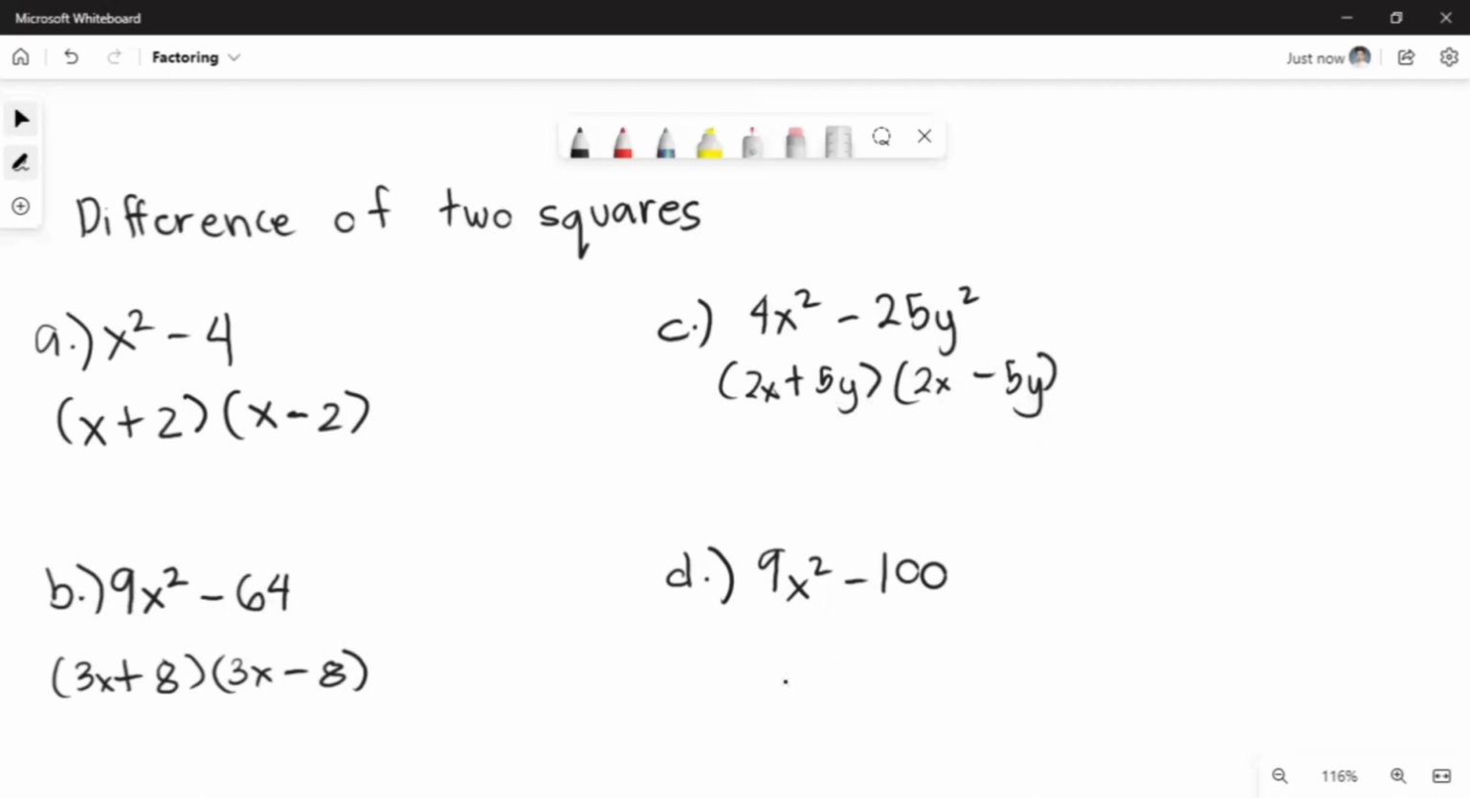Let's have the last example, 9x squared minus 100. Now, 9x squared is a perfect square, and it is a product of 3x and 3x. And 100 is also a perfect square. The square root of 100 is 10. Construct two parentheses with different signs, and the square root of 9x squared is 3x, and the square root of 100 is 10. Therefore, the factored form of 9x squared minus 100 is 3x plus 10 multiplied to the quantity of 3x minus 10.